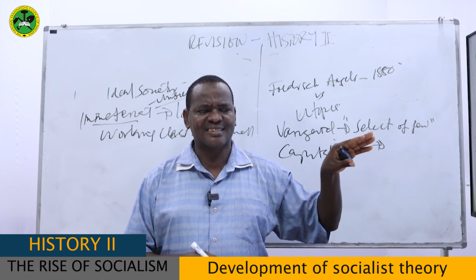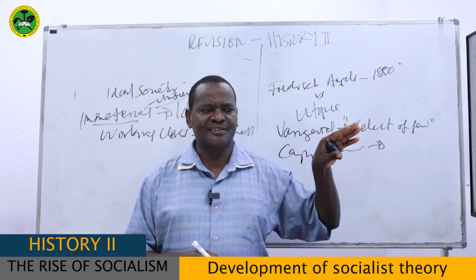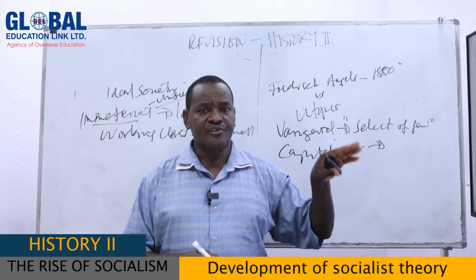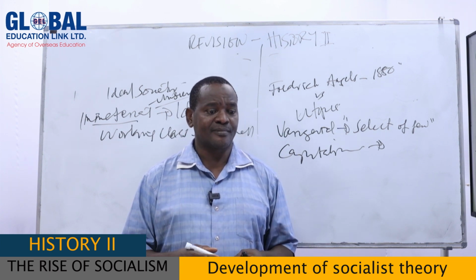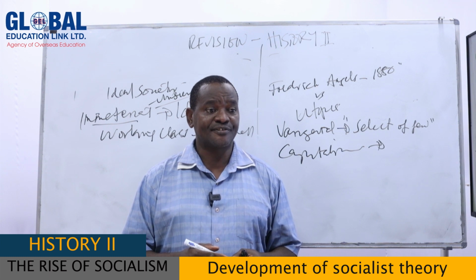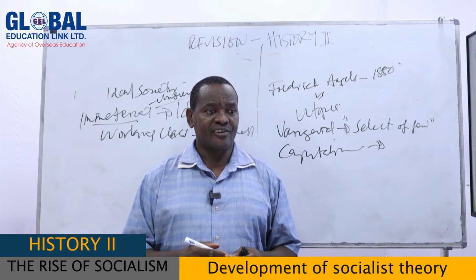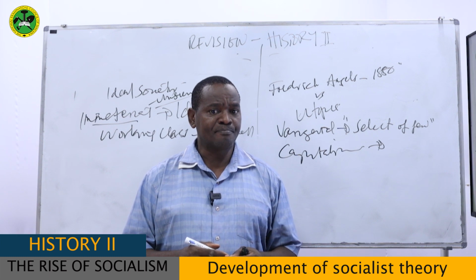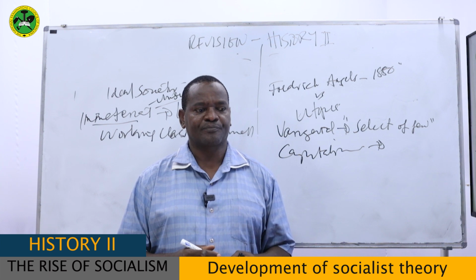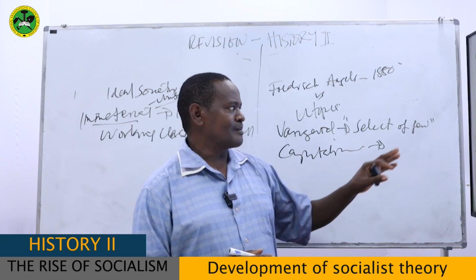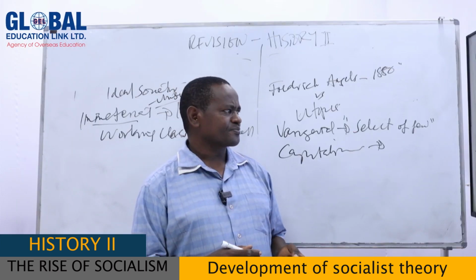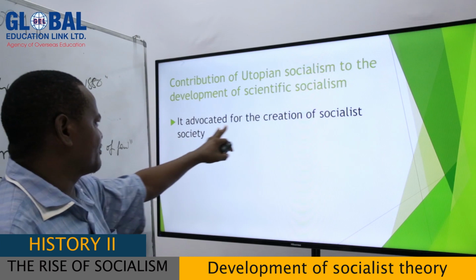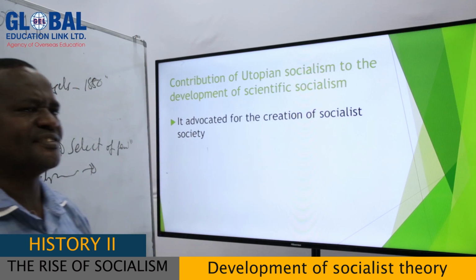And when you look at people like St. Thomas More in 1516, when he wrote his book Utopia, it was also the same. At that time, there was the emergence of capitalism, and St. Thomas More saw the effect of what was coming. And Robert Owen and others, themselves being in industrial manufacturing, also saw the exploitation of capitalism. So for that matter, you can say they condemned the capitalist injustice. Another contribution is that it advocated for the creation of a socialist society.